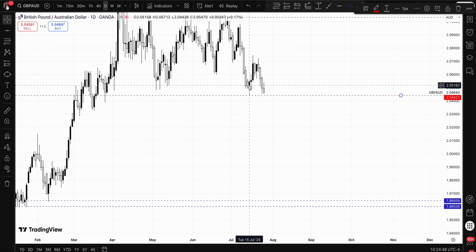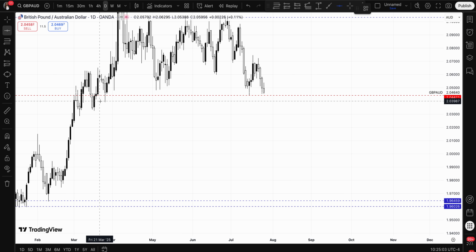Now, if I want to look at the low 2.04428, right? 2.04428. This is 2.0454. So it has not taken out this low yet. So I'm going to mark this out. I'm also going to pick up this low right here.